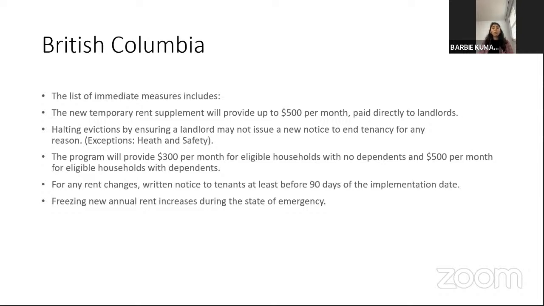The program will also provide $300 per month for eligible households with no dependents and $500 per month for eligible households with dependents. For any rent changes, written notice must be given to the tenants at least 90 days before the implementation date. So all these measures were taken in British Columbia to ensure that they don't face any problem and that they adapt to the situation of COVID.